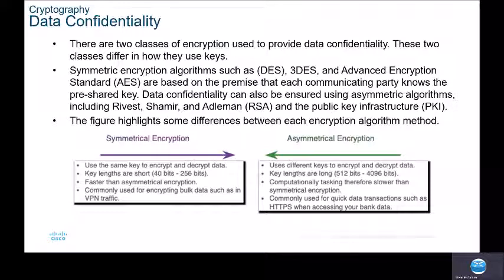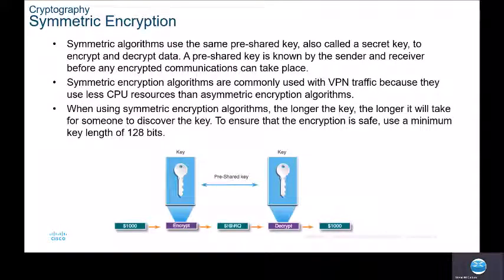Data confidentiality can be ensured using asymmetric algorithms, and so there's Rivest-Shamir-Adleman, or RSA, and public key infrastructure. Basically with asymmetrical, if you want someone to send something to you, you give them your public key, and only you with the private key can decrypt it. That's the beauty of it: you can give away that public key quite happily, and only you can decrypt it.